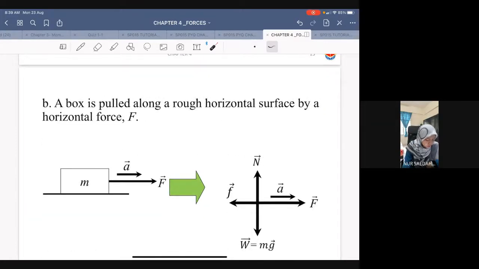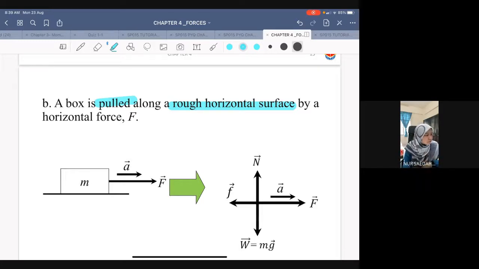So contoh yang kedua, a box is pulled along a rough horizontal surface by a horizontal force. So kita ada pulling force here. Okay, so objek ni ditarik ke sebelah kanan.